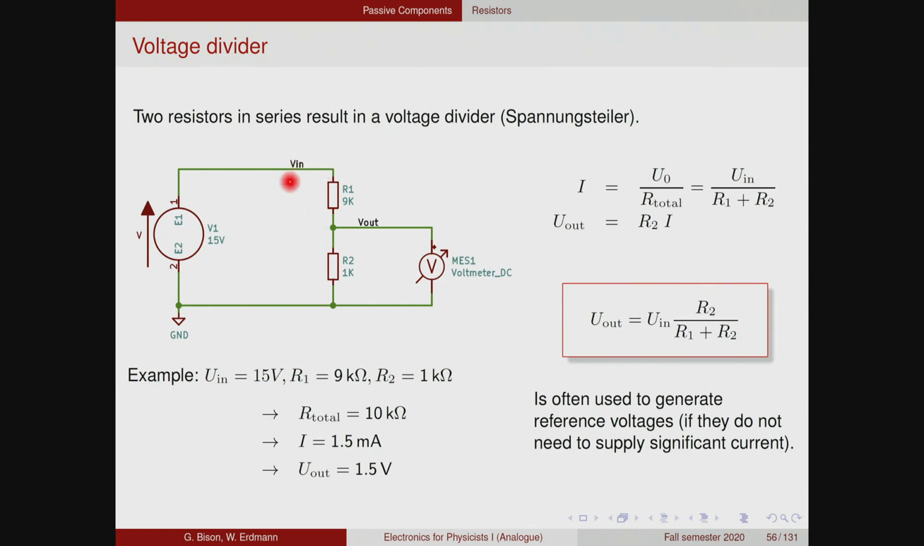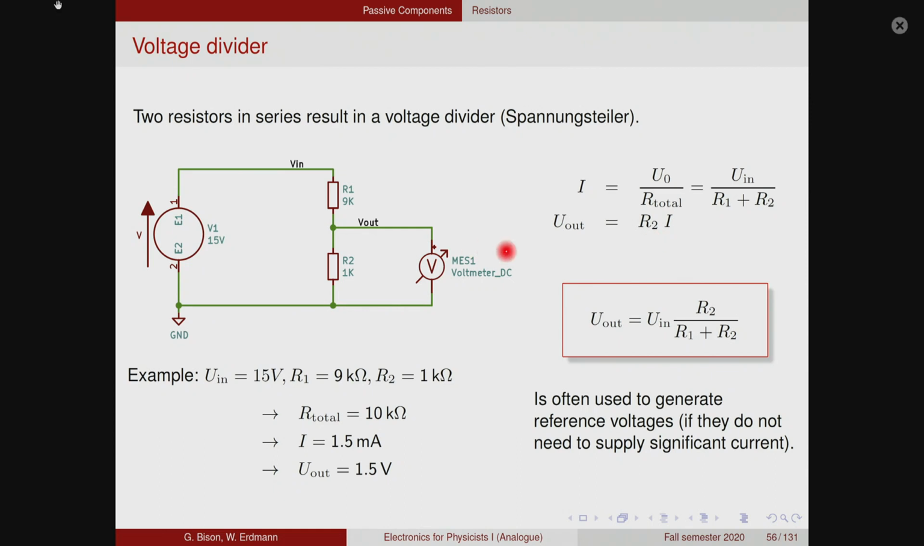We have an input voltage. The current goes through these two resistors. So it's clear that we can write the current as the input voltage, U0, divided by the total resistance. And the total resistance is simply, as we've seen just now, the sum of R1 and R2. And then it's also completely trivial that the output voltage that we measure is the voltage drop across resistor 2. So it's the same current times R2.